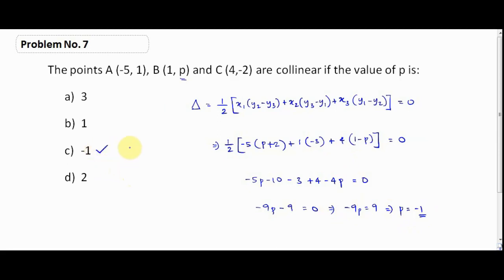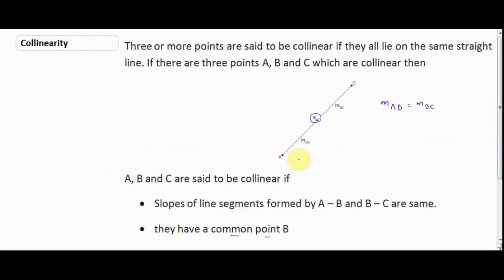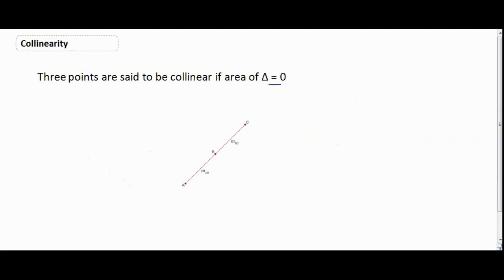Okay. So 3 points are collinear if they lie on the same straight line. So to check whether the given points are collinear or not, we may calculate the area of the triangle formed by those 3 points, and if the area is 0, then we may say that those 3 points are collinear. Okay, so with this we are coming to end of lecture 18.